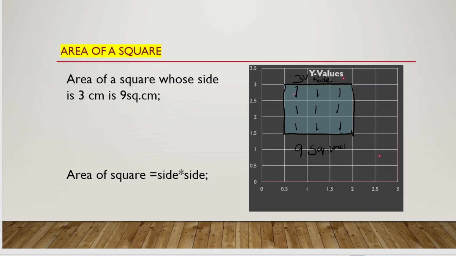So to formulate the area of the square, this 9 can be written as 3 into 3. Children, you know that this 3 is nothing but the side of a square. So this 3 into 3 can be written as side into side. So it is proven that the area of the square is side into side. Children, this is how we can find out the area of squares.